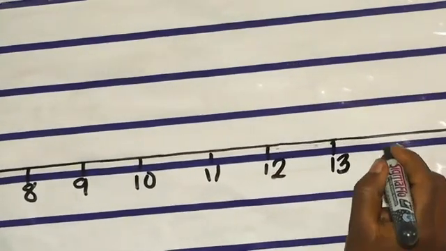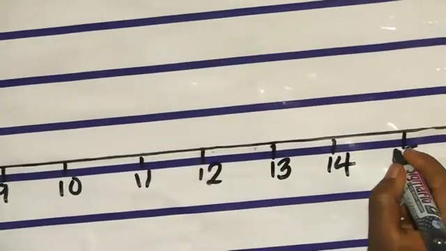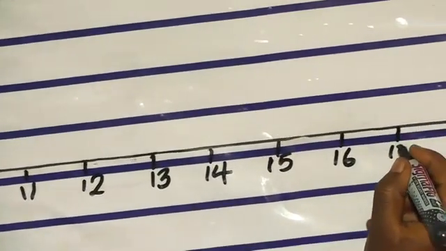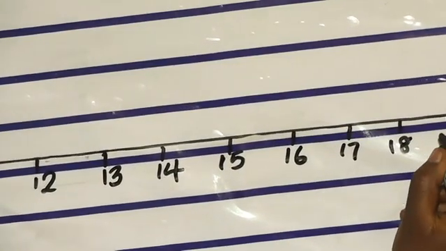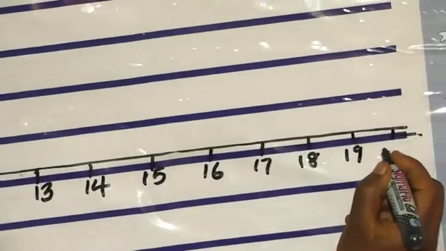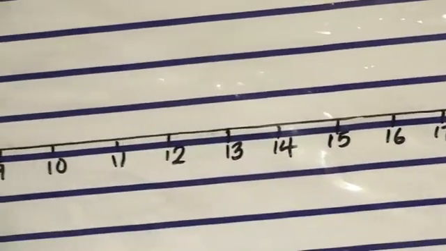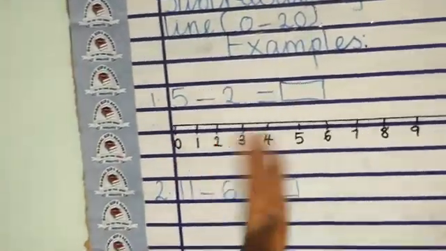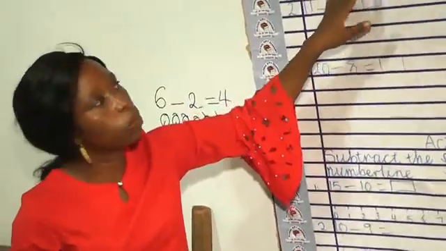We have 13, 14, 15, 16, 17, 18, 19, and then 20. For the purpose of this class, we'll be stopping at 20. Okay, we can have as many numbers as we can, but for the purpose of this class, we'll be stopping at 20.